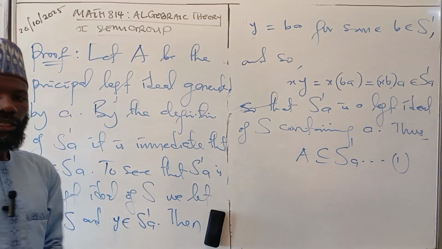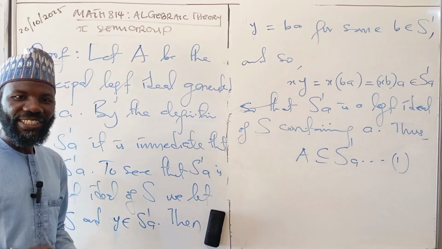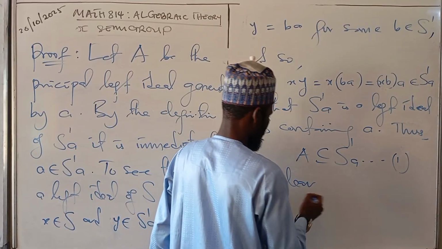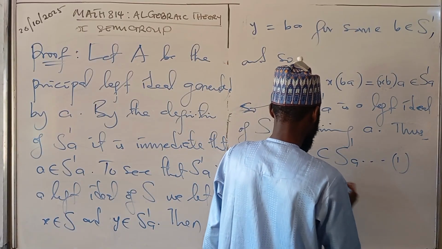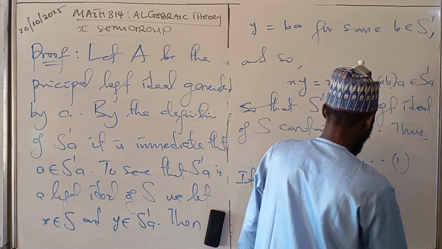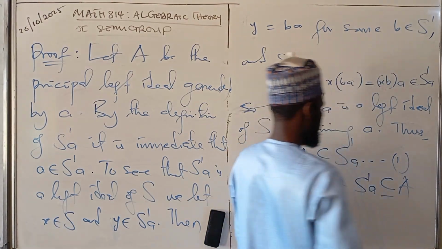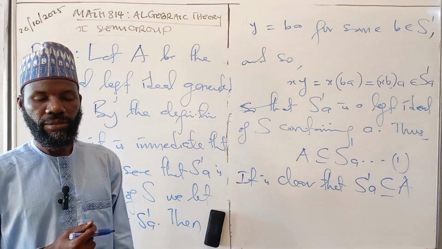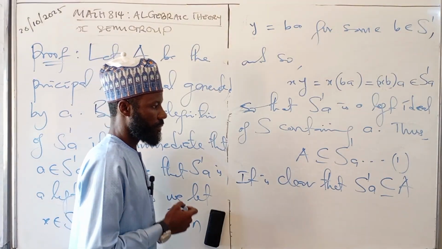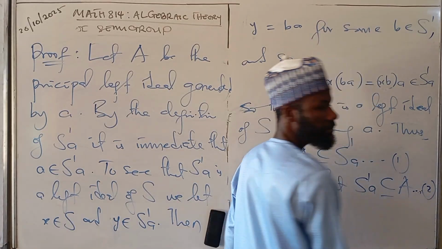Now, how about the other inclusion? The other inclusion is clear. It is clear that S1A is a subset of A, since capital A is an ideal containing A. So this second inclusion that I'm looking for is clear.